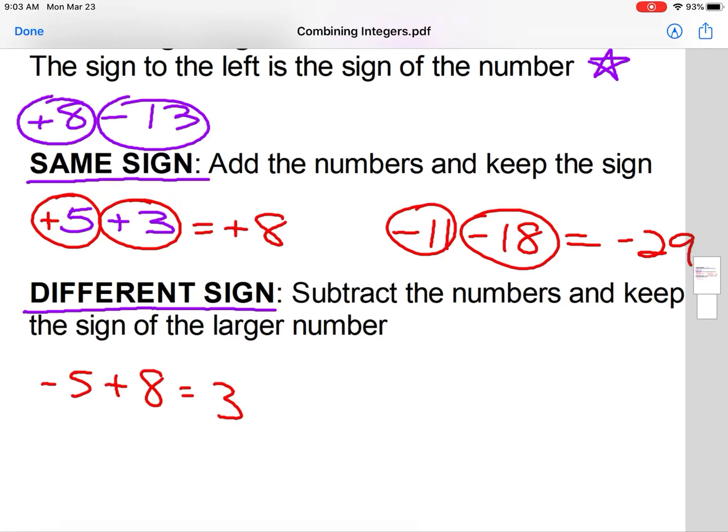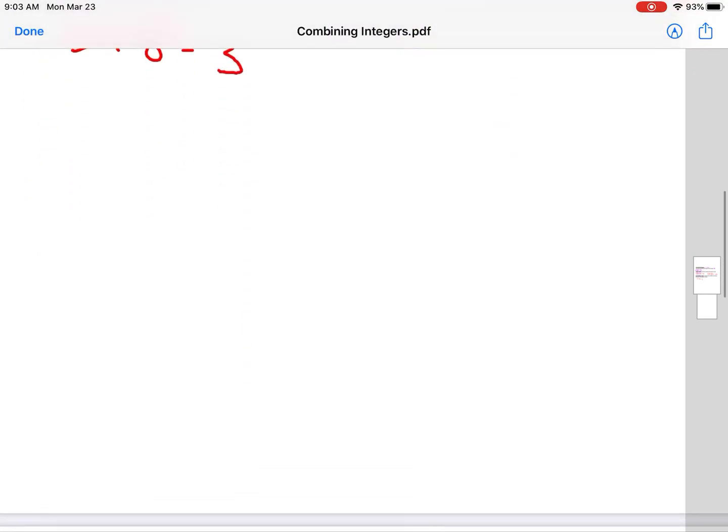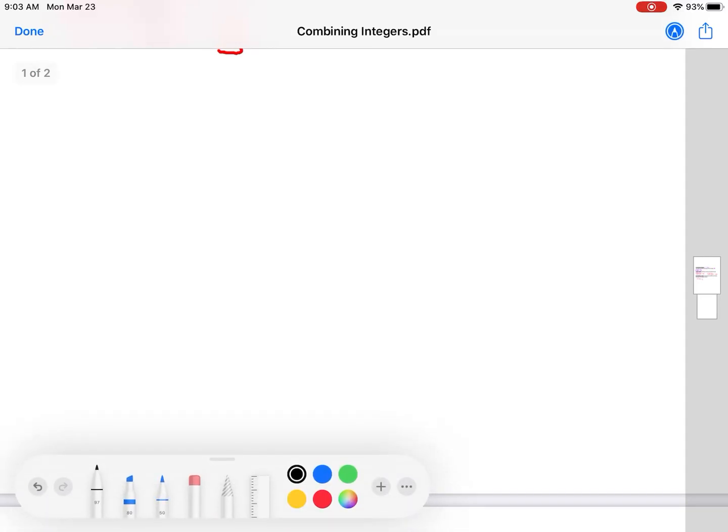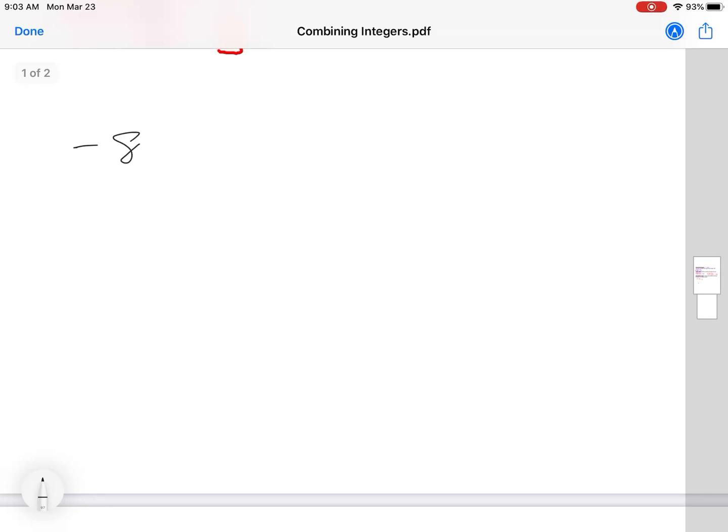And then you've got numbers that are different signs. One's a positive, one's a negative. You're going to subtract those numbers and keep the sign of the larger number. Well, let's take a closer look as to why this is happening. If I have a negative 8 and a negative 5, what I want you guys to consider is that those are two separate numbers. This is not necessarily subtraction. Well, these numbers are on the same team.